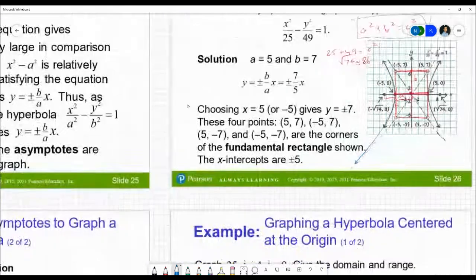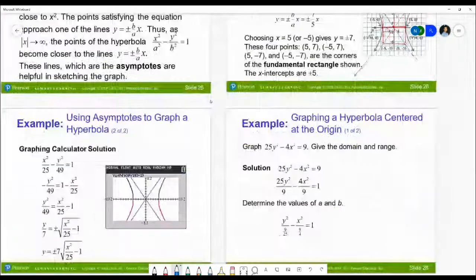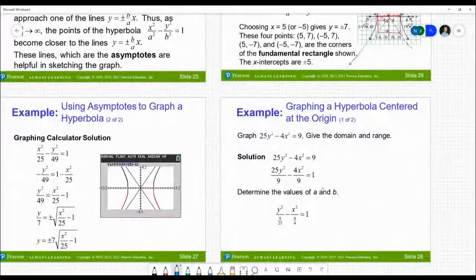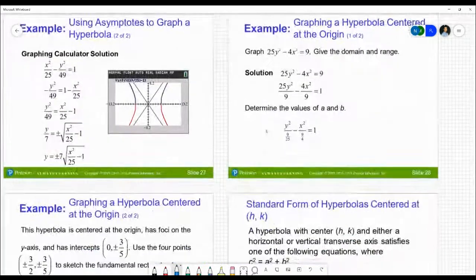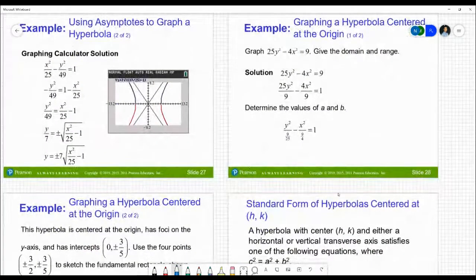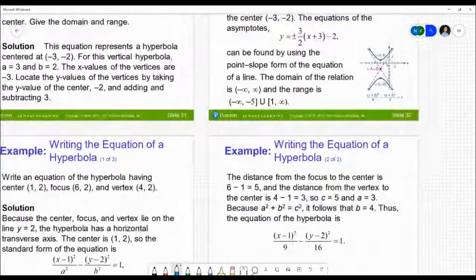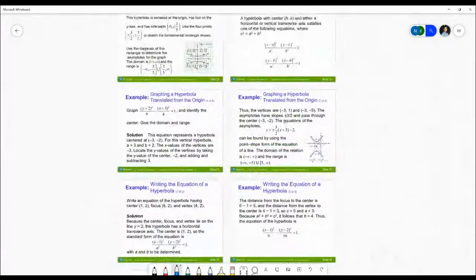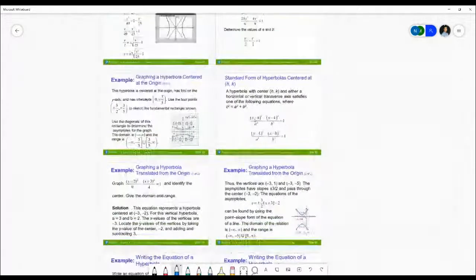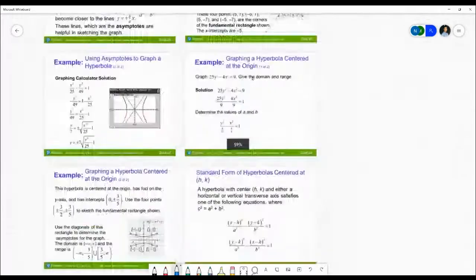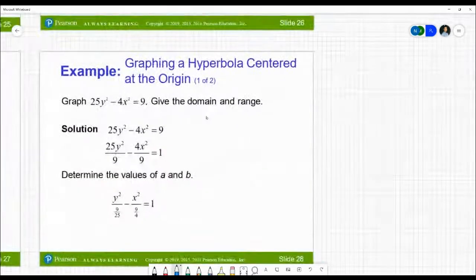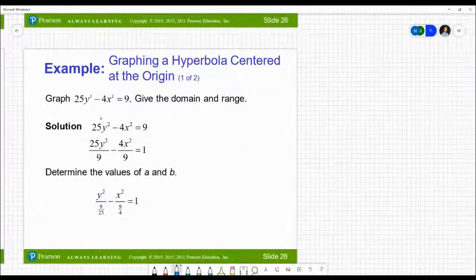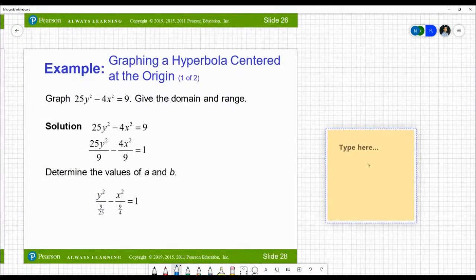Yes, sir. Okay. Here they got that on calculator. All right, let's do a hard one with everything on it. Okay, let's do it. I'll give you the opportunity to grab this here. Yes, sir.